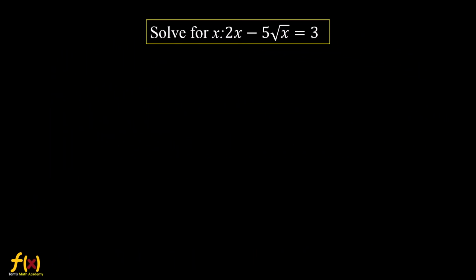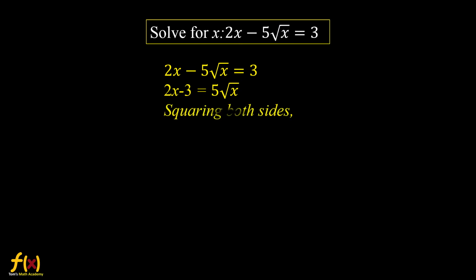Another good question, 2x minus 5 root x equal to 3. So we keep the term with the square root on one side. So that is 2x minus 3 on the left hand side, 5 root x on the right hand side. Squaring both sides, we get 2x minus 3 whole square equal to 25x.